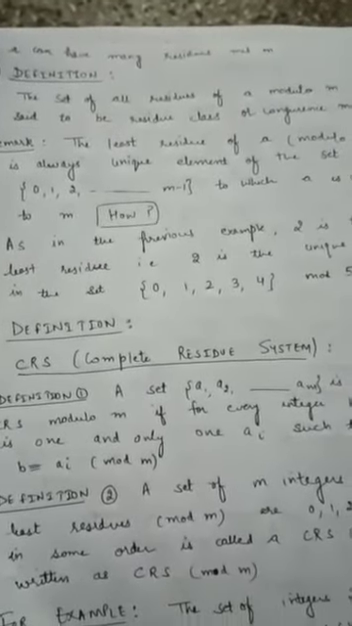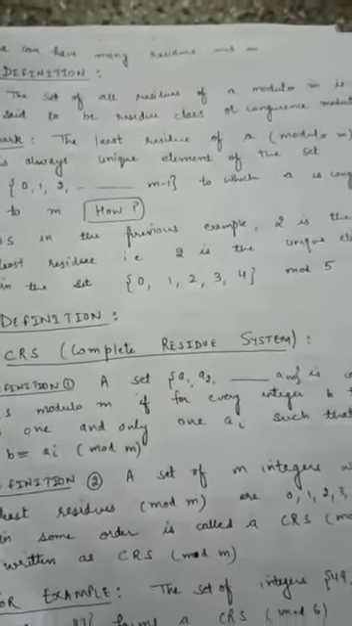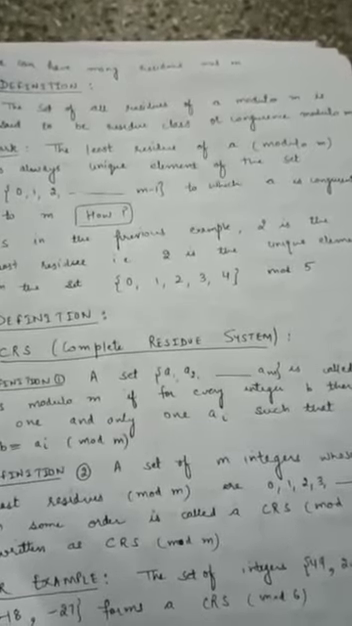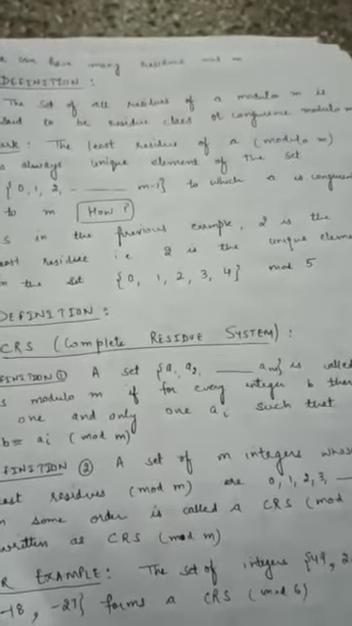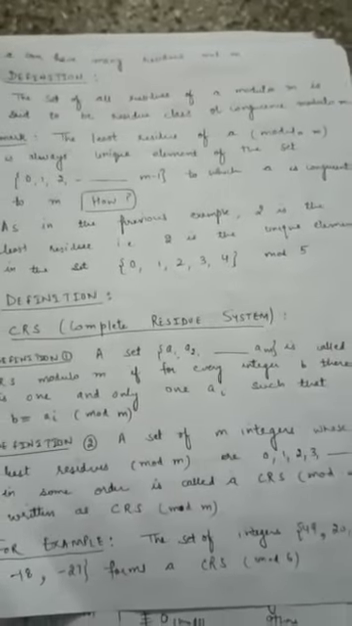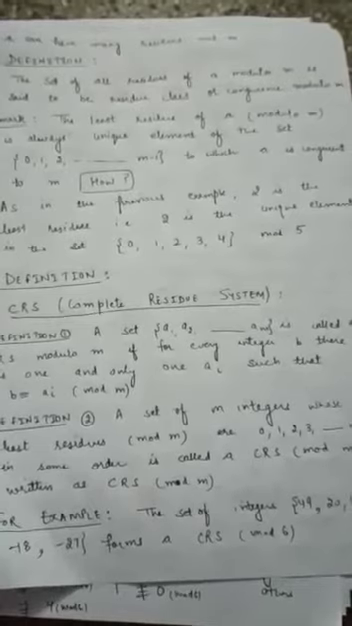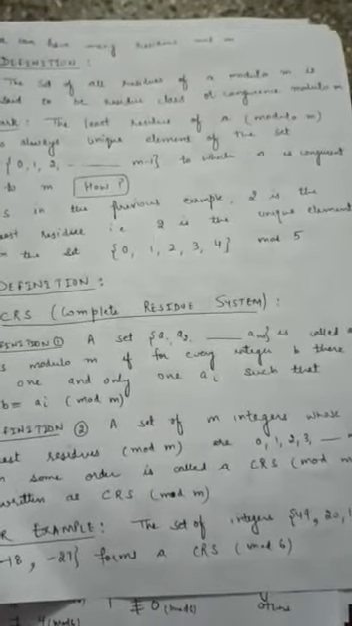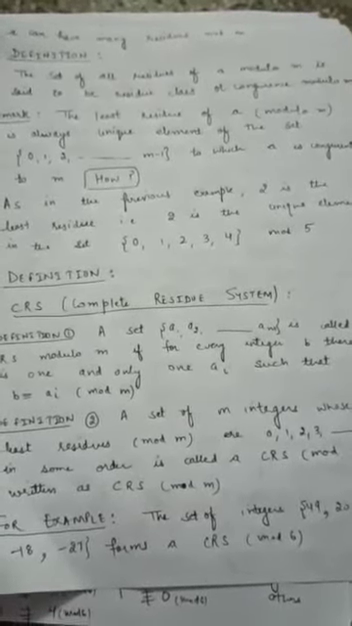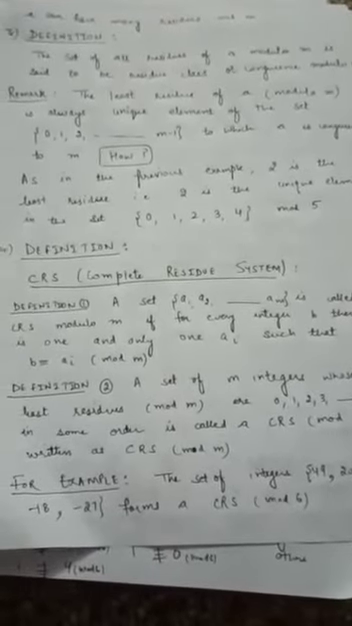Now we study the next definition. The set of all residues of A modulo M is said to be the residue class. That means we generate a class in which all these residues are collected. The collection of all the residues of A modulo M is called the residue class, or congruence class modulo M. Next, a remark: the least residue of A modulo M is always a unique element of the set. That means the least residue must be unique; there is one least residue of A modulo M.